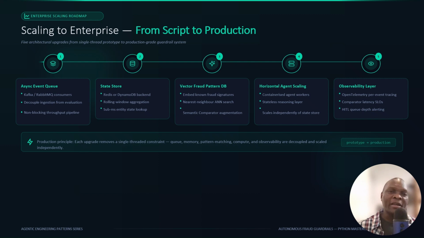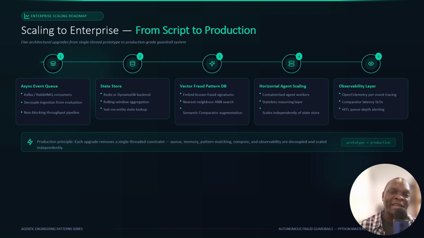The async event queue removes the bottleneck at ingestion. The state store replaces in-memory dictionaries with a persistent low-latency cache. The vector pattern database allows the comparator to catch novel fraud patterns that do not match hard-coded rules, but are semantically similar to non-fraud signatures. Horizontal agent scaling ensures the reasoning layer is not a throughput ceiling.